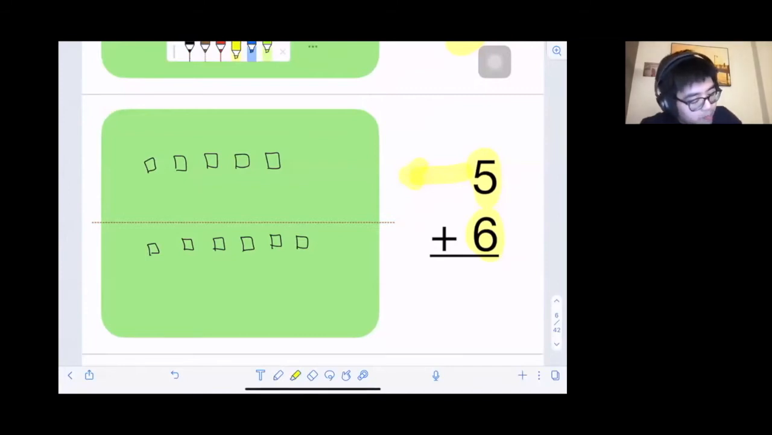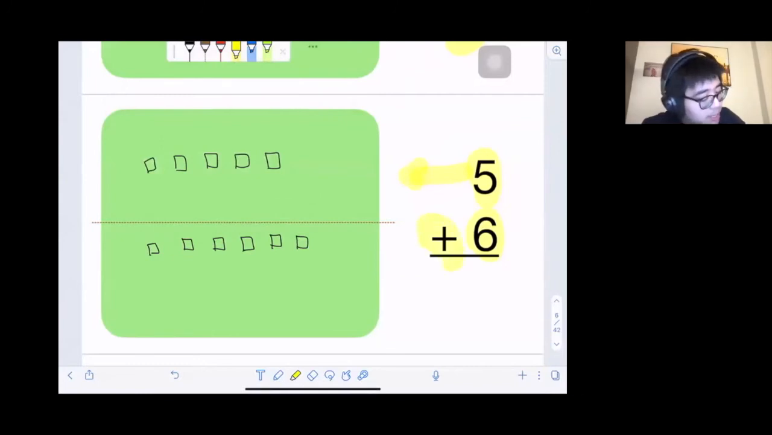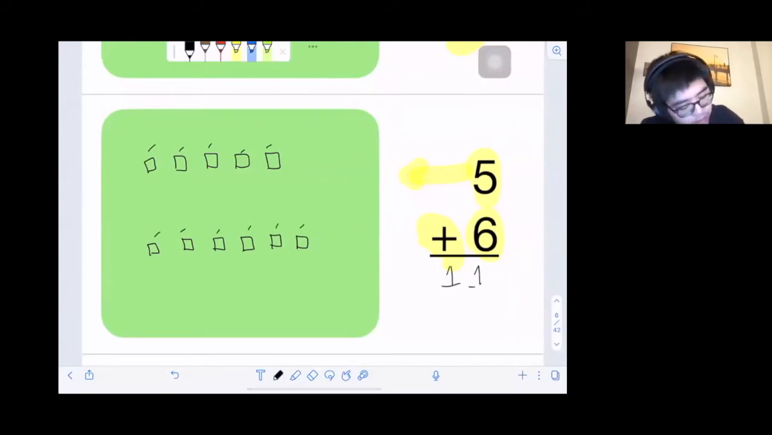At sa huli, yung addition, paano ba yung addition? Sabihin lang natin, tatanggalin lang natin yung dividing line dito sa gitna at bibilangin natin 1, 2, 3, 4, 5, 6, 7, 8, 9, 10, 11. Kaya 11 yung sagot.